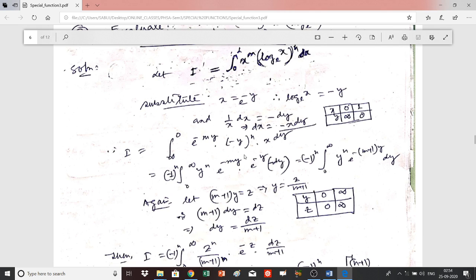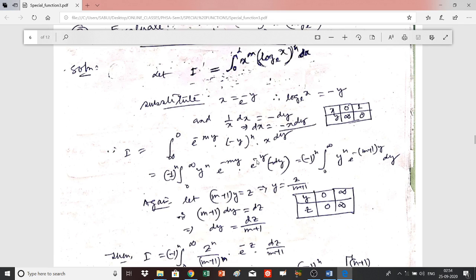Now the first term. You see from here, minus y to the power n, that will give you minus 1 to the power n, then y to the power n. So minus y to the power n is here, into e to the power minus my, and e to the power minus y, because you know that x is equal to e to the minus y.